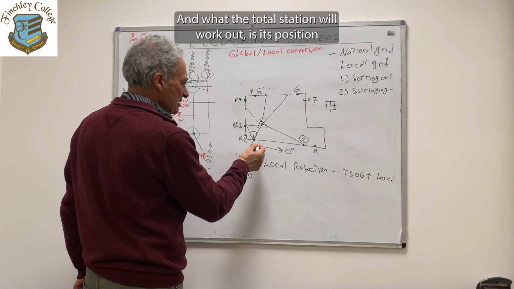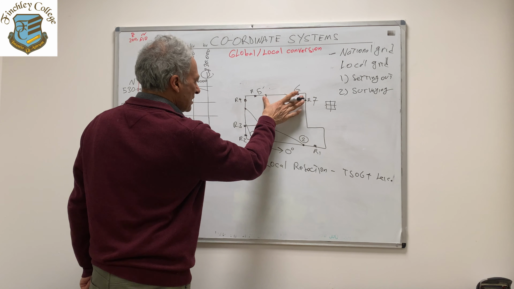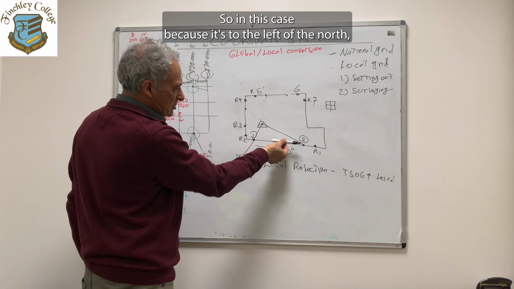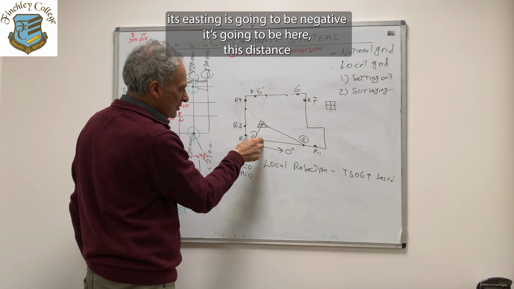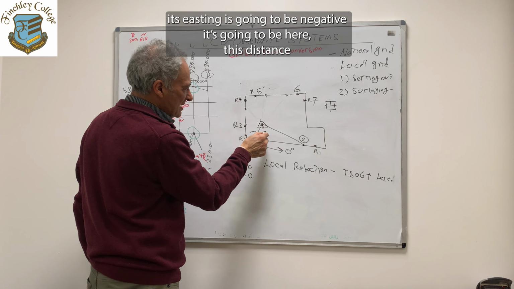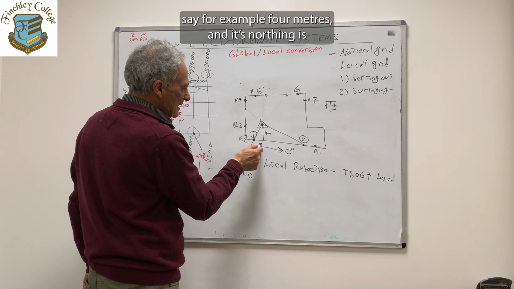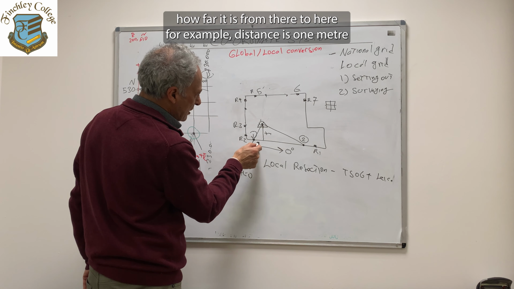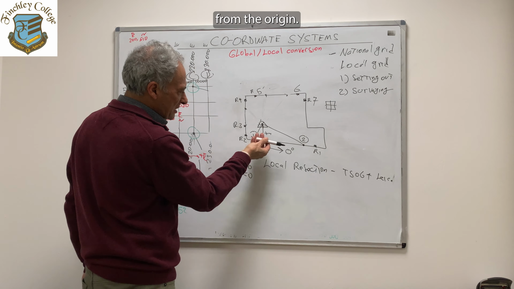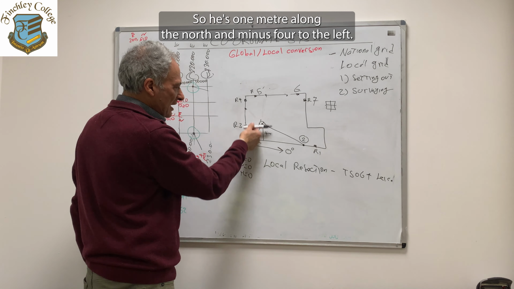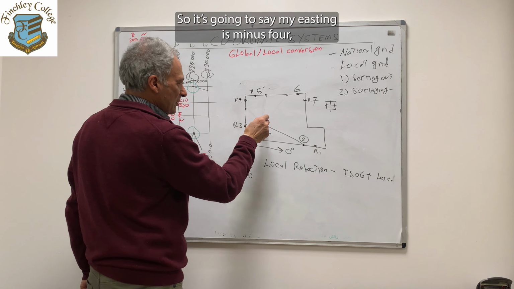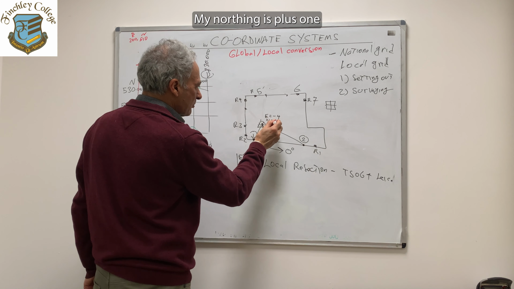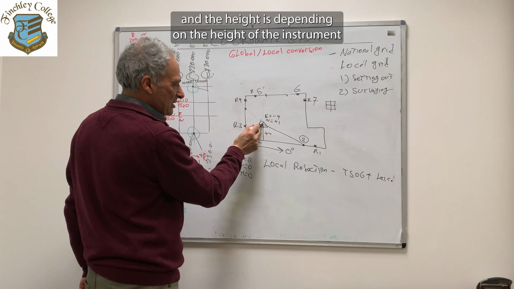And then the total station will work out its position in relation to this system. In this case, because it's to the left of the north, its easting is going to be negative, and this distance is, say for example, 4 meters. Its northing is how far it is from there to here, for example 1 meter from the origin. So it's 1 meter along the north and -4 to the left. So it's going to say my easting is -4, my northing is +1. And the height depends on the height of the instrument.